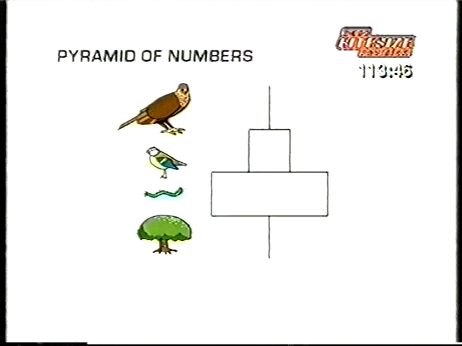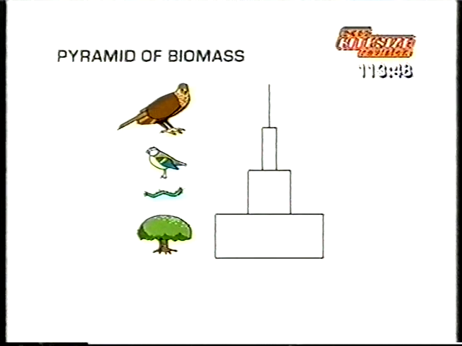If we change it to a pyramid of biomass, that's the actual mass of biological material at each stage, then one oak tree represents a huge amount of biomass. The caterpillars less, the blue tits less still, and the sparrowhawk even less. So now it's a pyramid.